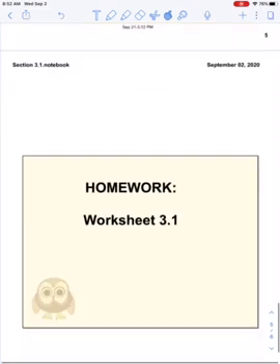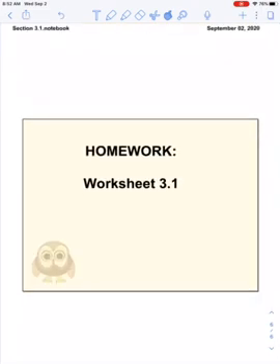Okay, your homework is the 3-1 worksheet, so you're just going to go there, going to complete that and turn that in. And if you need anything, let me know.